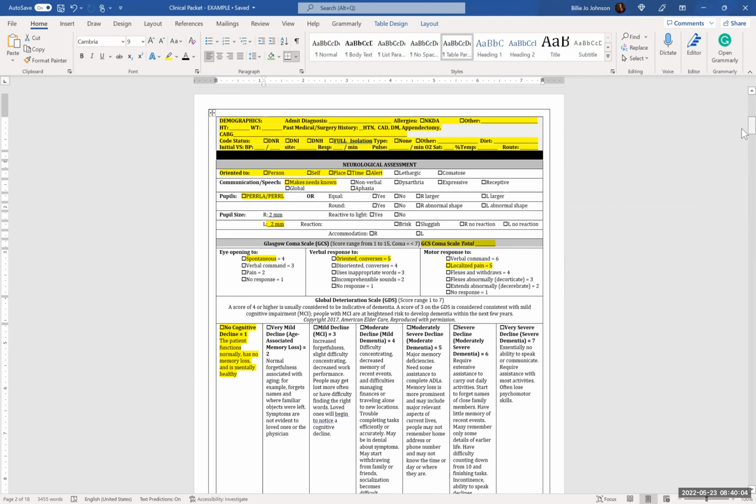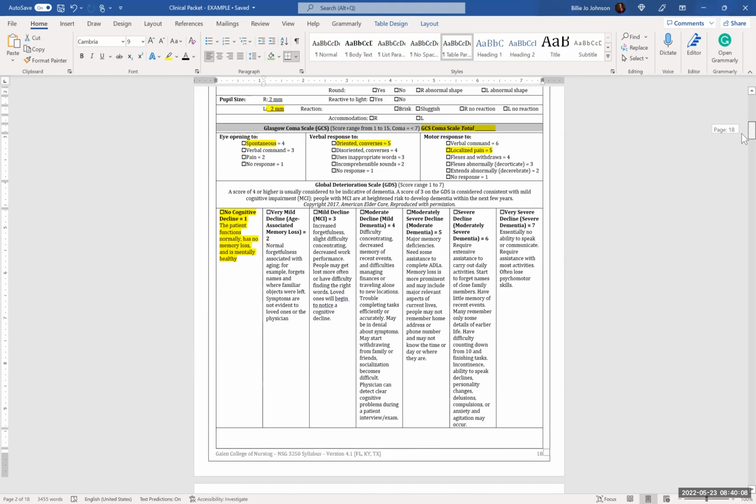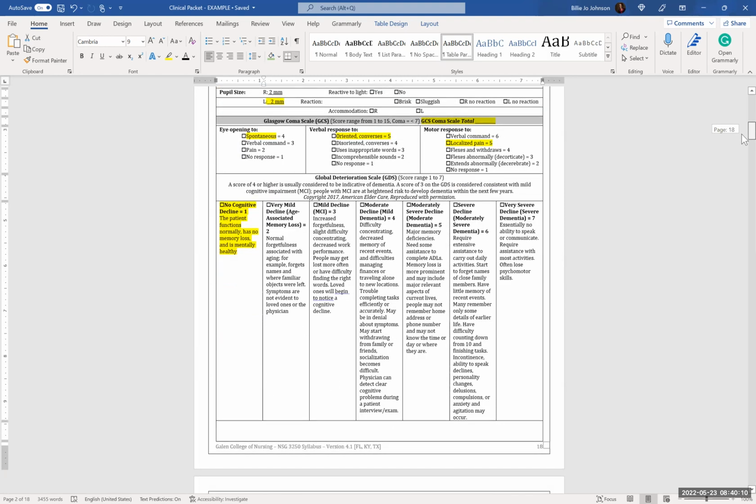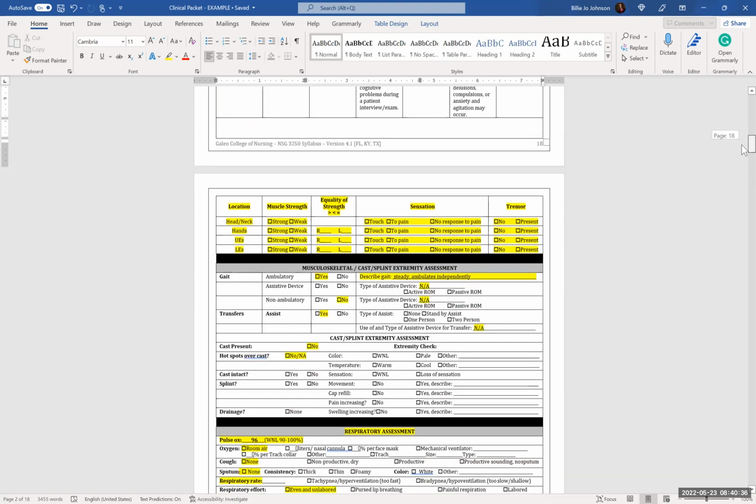This is mirroring the actual charting you're going to be doing in a hospital environment in those EHRs. If you've had a chance to look at them, or you probably will, you'll see how closely it aligns to the charting you will do as an RN. You'll be doing this as an RN as well. Then the global deterioration scale, fill that out as well. A score of 4 or higher is usually considered indicative of dementia. Look at those clearly and fill that out.